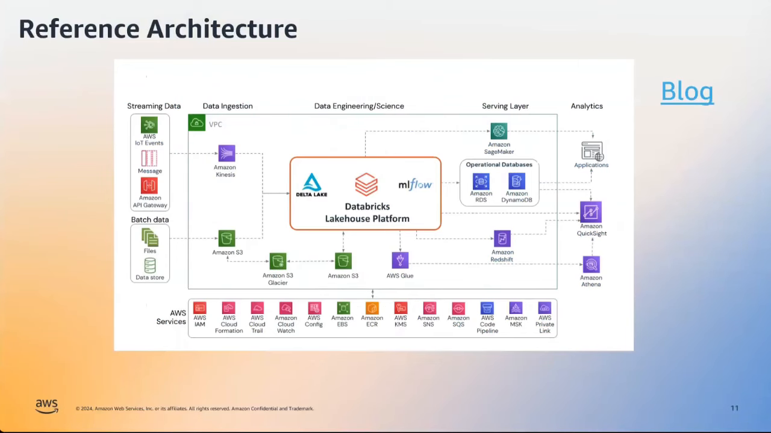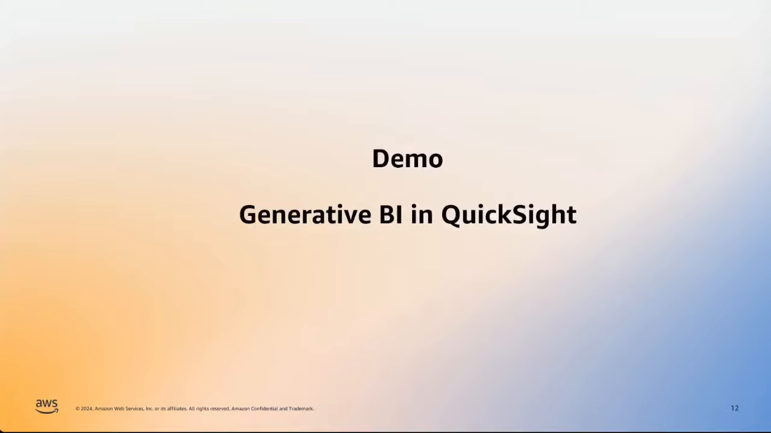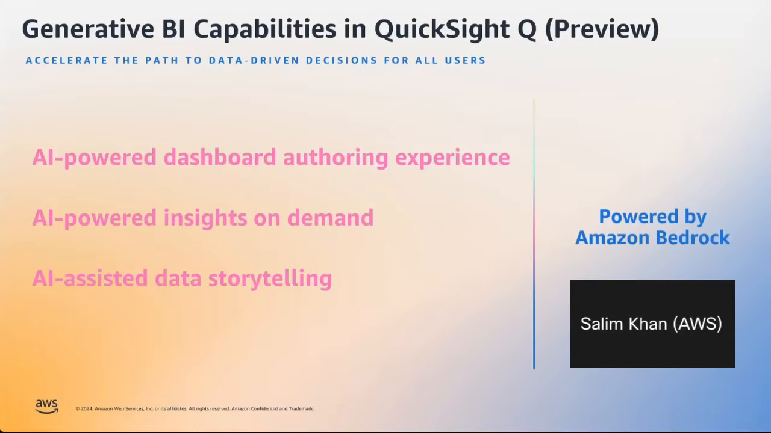And with that, now we'll do a quick demo. Since the assets have been built, we have data sources connected, we have data sets, and we saw how data sets can be created in QuickSight. Now that the data has been pulled from Databricks into QuickSight, let's see what magic we can create with this data in Amazon QuickSight. With that, I'll pass it on to Salim. So Salim, over to you.